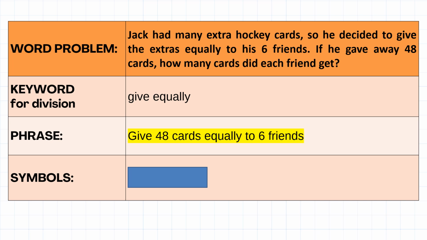So the word give equally indicates division. So we're going to divide 48 by 6. So 48 divided by 6 is now the representation of the number of cards each friend of Jack get.